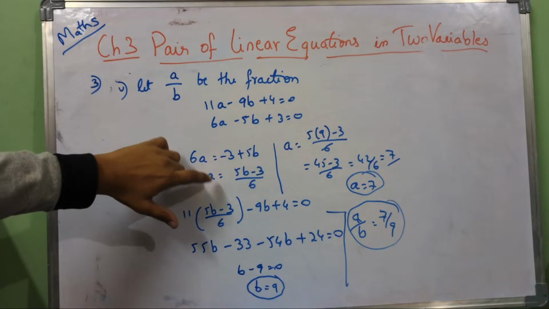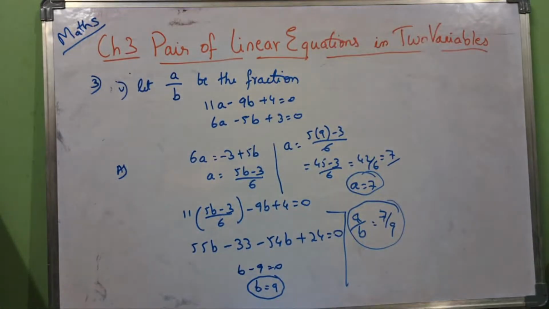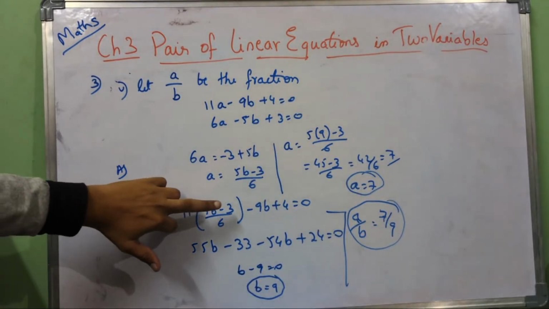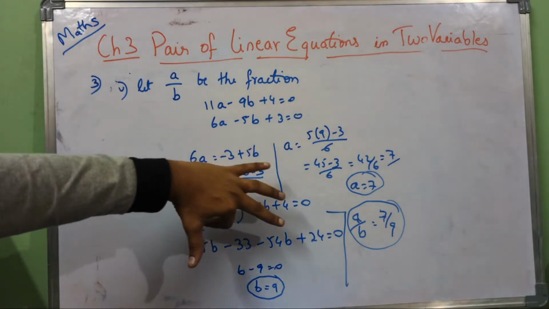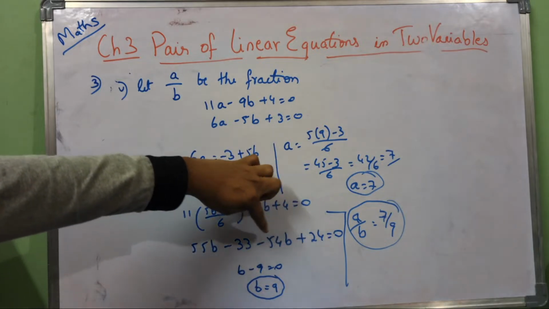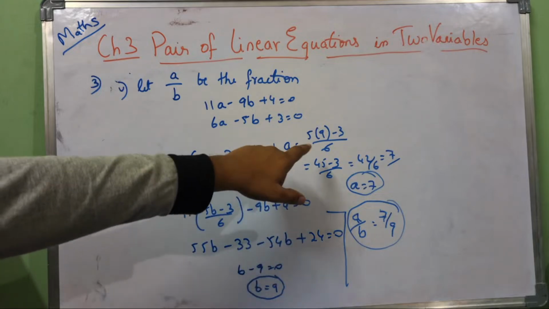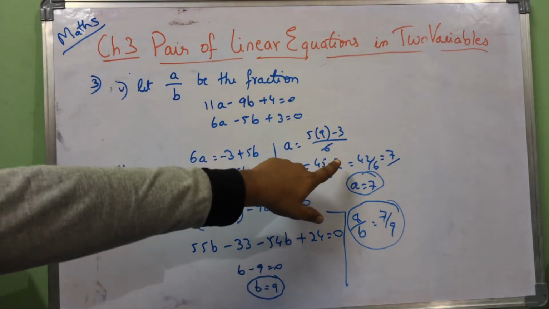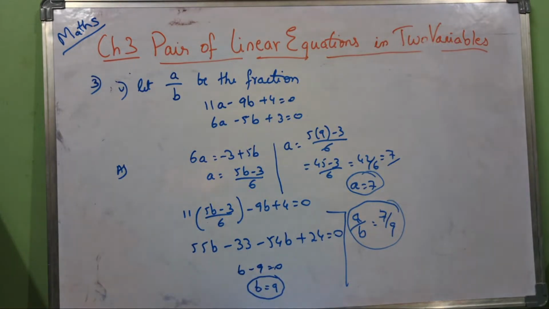It will become 11 into 5b minus 3 by 6, minus 9b plus 4 equal to 0. I have taken the whole LCM as 6 such that the 6 can be moved to the right side. Then 55b minus 33 minus 54b plus 24 equal to 0. 55b minus 54b is b. 24 minus 33 is minus 9. So b became plus 9. Substitute b here: a equal to 5 into 9 minus 3 by 6. 5 9s are 45, minus 3 by 6, that is 42 by 6, which is 7. So a value is 7, whereas b value is 9. They have asked for the fraction, so a by b equal to 7 by 9 is the answer.